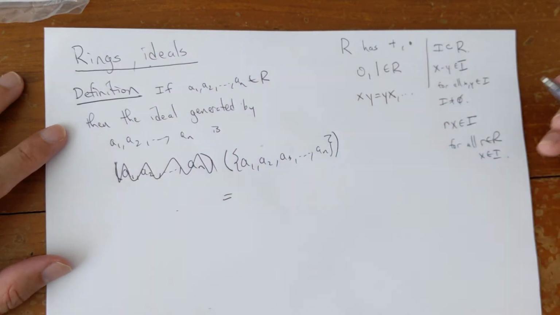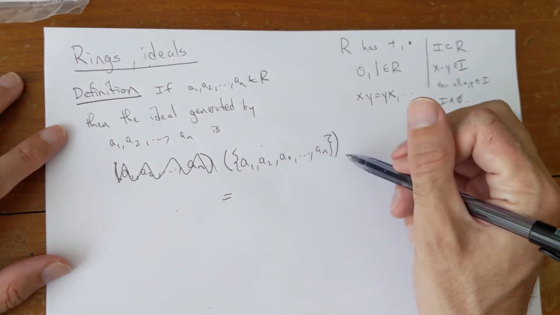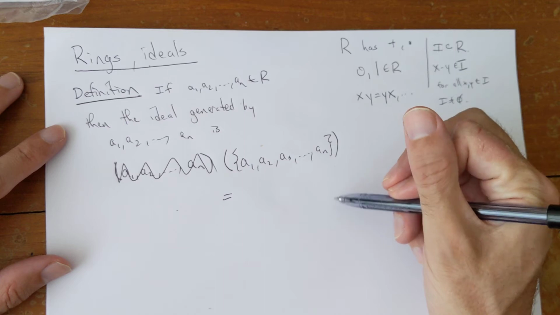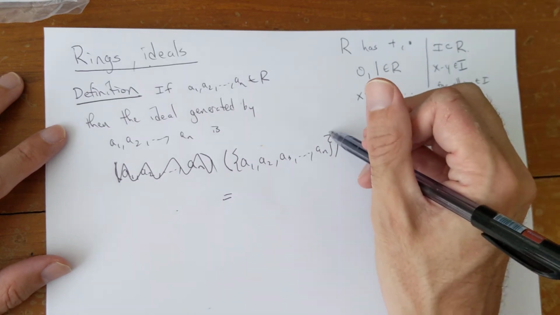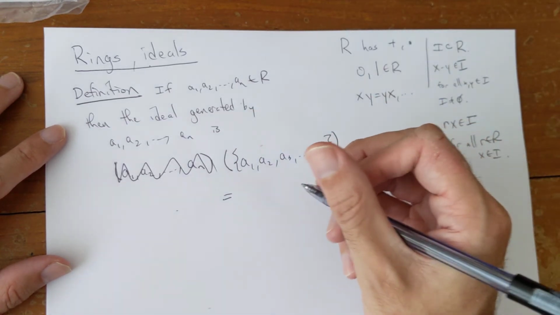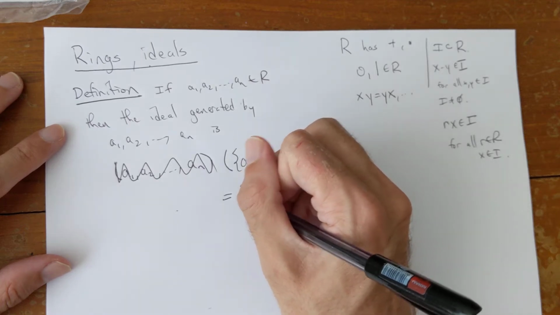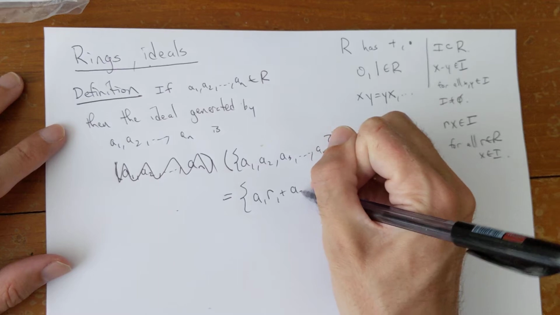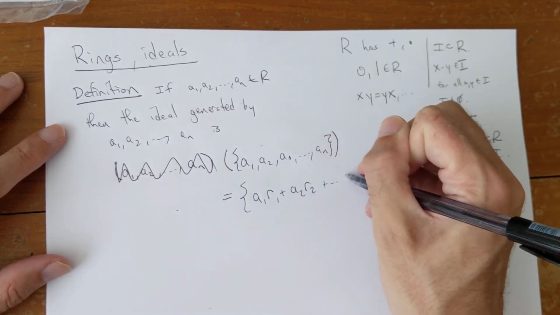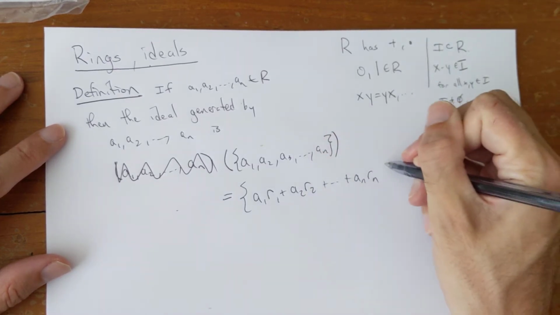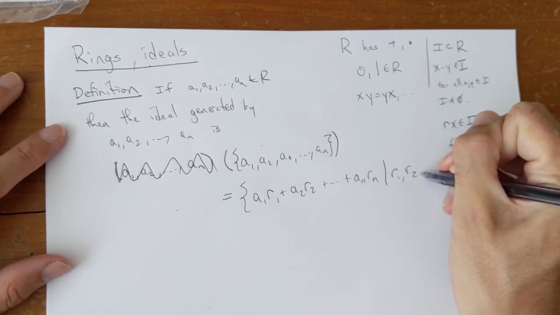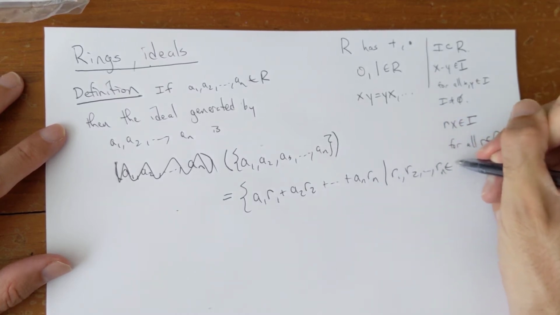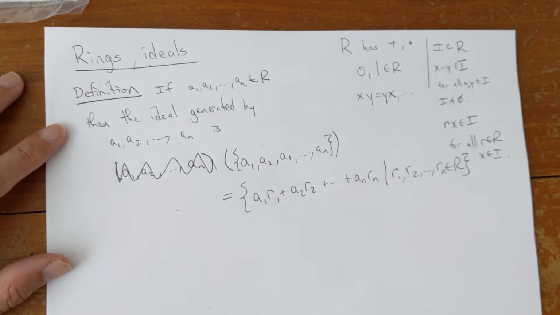Well, one way to think about it is that it is the smallest ideal that contains all of the a's. In other words, it's the intersection of all the ideals which have this as a subset. But another way to define it is just the set of sums of the form a1r1 plus a2r2 plus up to anrn, where r1, r2 to rn are arbitrary elements of the ring. Okay.